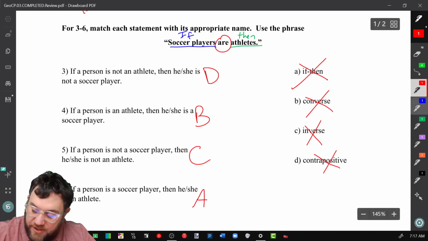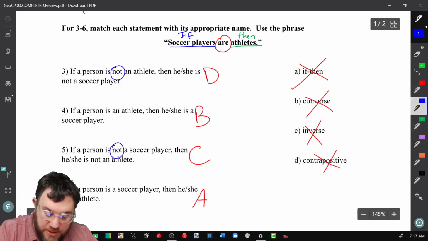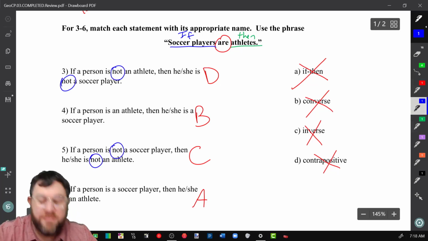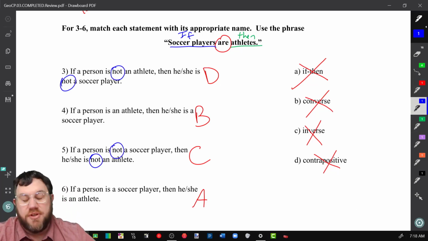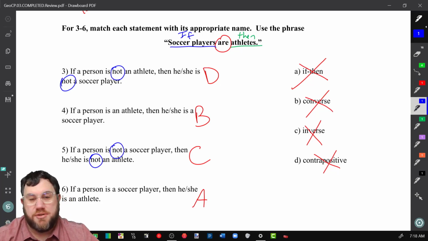So you definitely need to pay attention to the fact that some of these have the word not in them and some of them don't. So for the two that have nots, you know that has to be inverse or contrapositive. Those are the only ones that are negated.